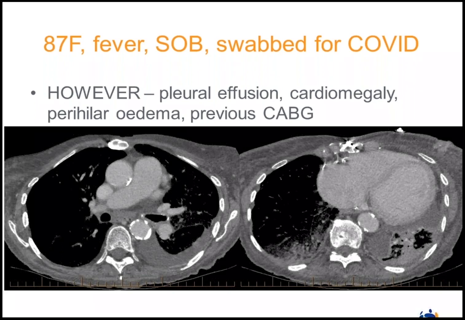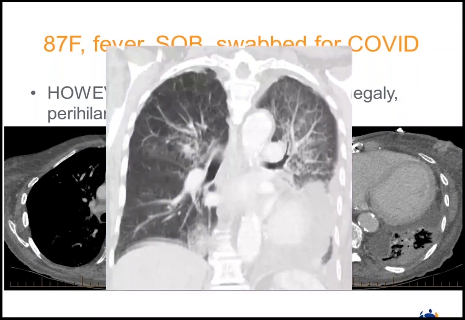So she has bilateral pleural effusions, and we found out subsequently that her right pleural effusion had been drained of over 1 litre of fluid before her trip to the CT scanner. She has cardiomegaly, and she's had previous bypass grafting. And when we look at the coronal reconstruction, we can see that the ground glass opacity is more perihilar than peripheral. So the most likely diagnosis in this patient is congestive cardiac failure, although the size of the effusions has been quite large, and the patient's age suggests that malignant effusion may also be happening here.